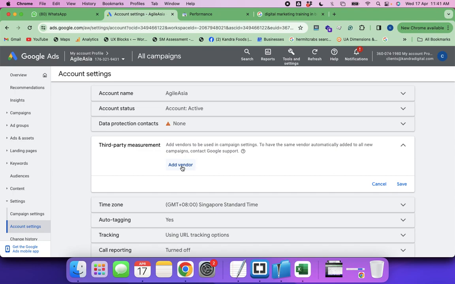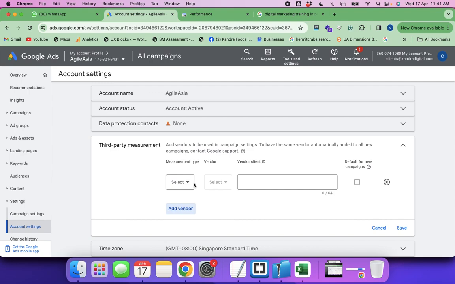Add vendors to be used in campaign settings. I'm not sure what this vendor is. Measurement type: viewability, brand lift, brand safety. Vendor: Oracle MOAT, DoubleVerify, Integral Ad Science. Even I have never used this. Third party measurements, default for new campaigns. Add vendors to be used in campaign settings to have the same vendor automatically added to all new campaigns.